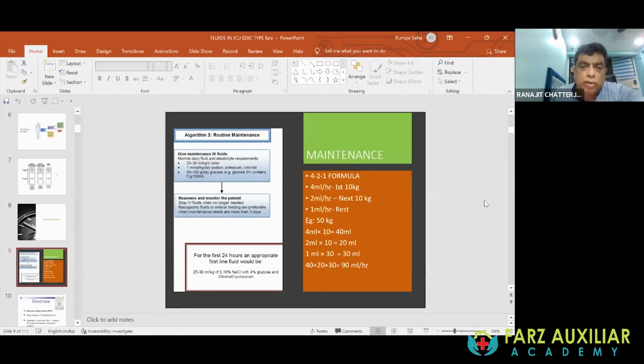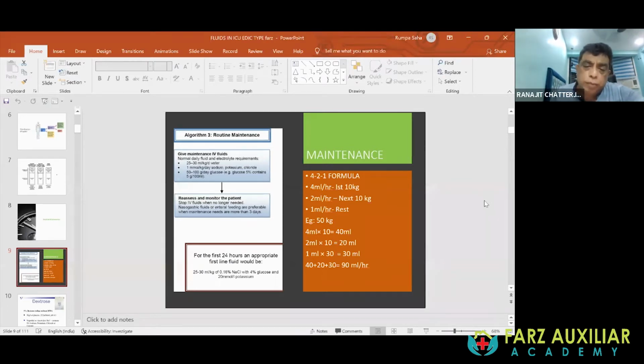Normally, we give 25 to 30 ml per kg per day of the fluid, which should contain 1 millimole per kg per day of sodium, potassium, chloride, and 50 to 100 gram per day of glucose, and we reassess and monitor the patient. The best of the fluids that can be given is around 0.18% normal saline, 4% glucose, and 20 millimole of potassium. Unfortunately, in India, we don't have this fluid here in our part of the country. We'll get it in different parts of Europe.